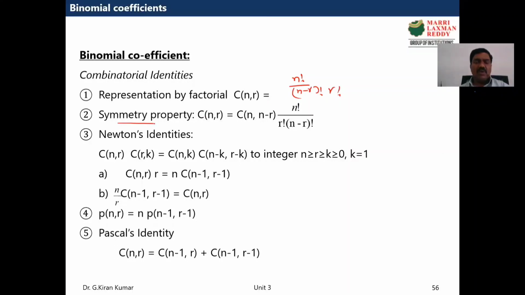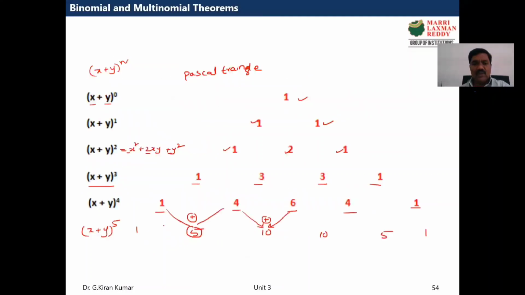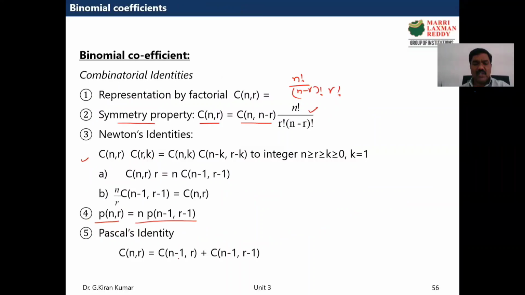And we have a symmetry property, which was already discussed: C of n comma r is the same as C of n comma n minus r. And we have Newton's identity. Please cross-check these formulas. Then, with respect to P, meaning permutation, P of n comma r is equal to this. And then the Pascal's identity, which I just explained. It is all about this: this value is obtained by summing these two values. So that is the point here.